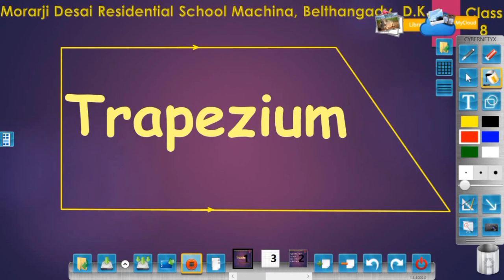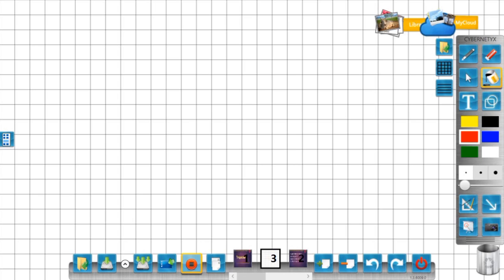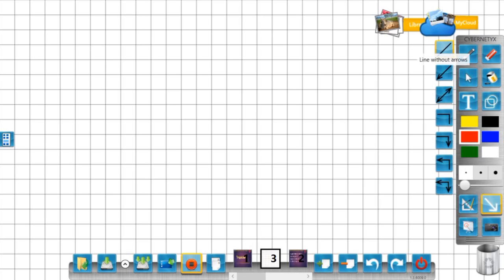Dear students, in this video you are going to learn about a type of quadrilateral, that is trapezium. Trapezium is a quadrilateral in which one pair of sides are parallel. Take a graph sheet. In a graph sheet you can draw parallel lines easily because it has horizontal parallel lines and vertical parallel lines.